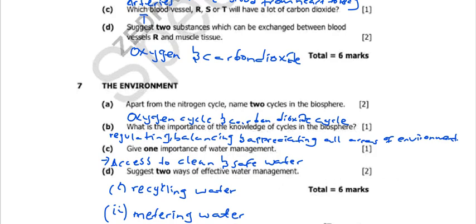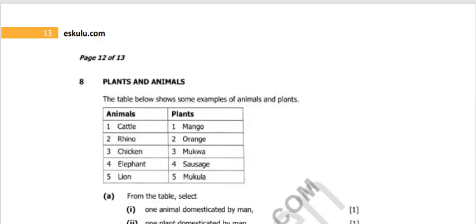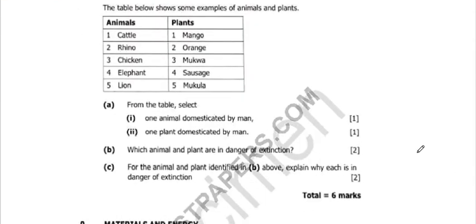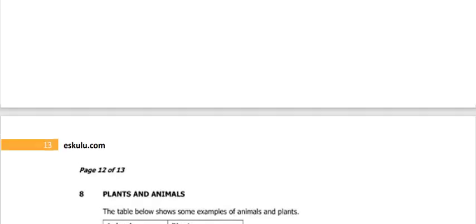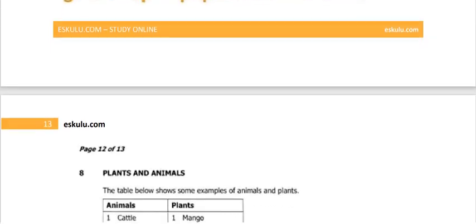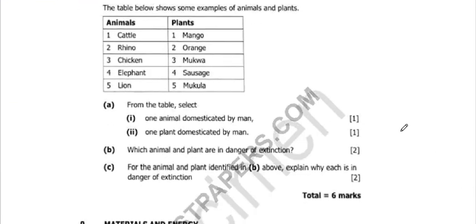So that is it about question number 7. We can move on to question number 8. Question number 8 is on plants and animals. It says, the table below shows some examples of plants and animals. We've got cattle, rhino, chicken, elephant, and lion. And for plants, we've got mango, orange, mokwa, sausage, and mukola. From the table, select one animal domesticated by man.